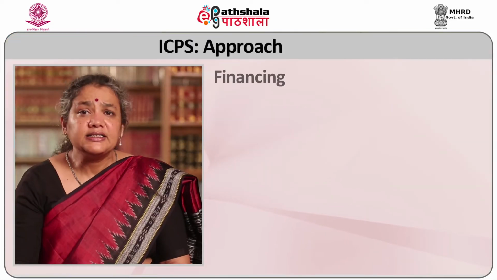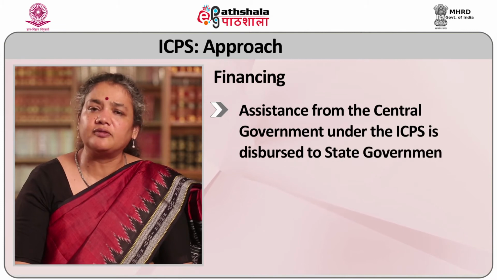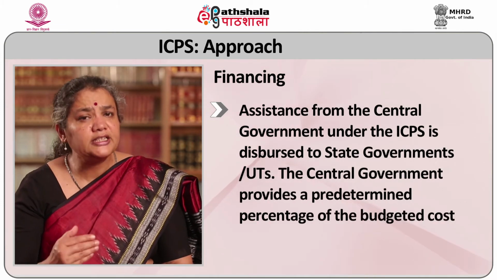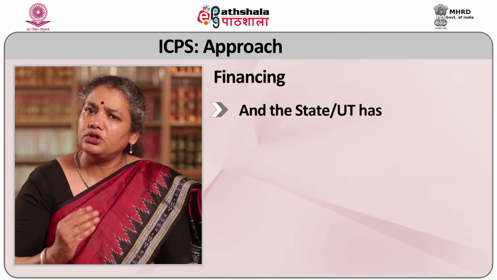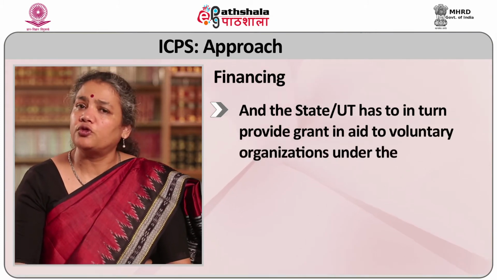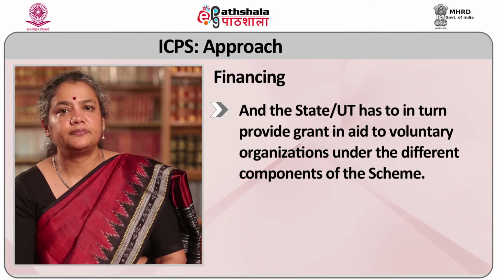Financing. Assistance from the central government under the scheme is disbursed to state governments and union territories. The central government provides a predetermined percentage of the budgeted cost, and the state or the union territories has to in turn provide grant-in-aid to voluntary organizations under the different components of the scheme.